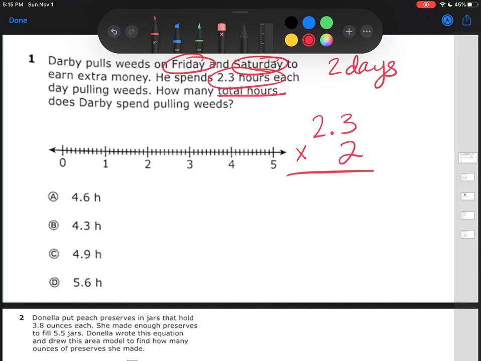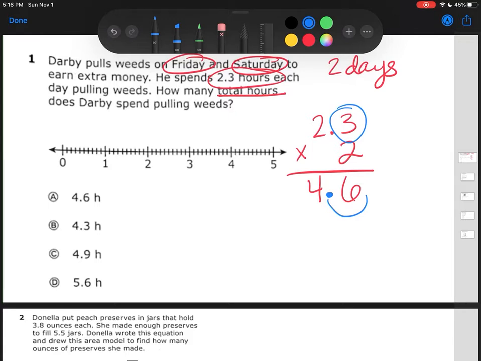So remember, when we're multiplying with decimals, we just pretend like the decimal isn't there. We're pretending that this is basically 23 times 2. So I've got 3 times 2, which is 6. And then 2 times 2, which is 4. But then I had one number to the right of my decimal, right? So I got to scoot my decimal over 1 space to the left. And I end up with 4 6/10 as my final answer.